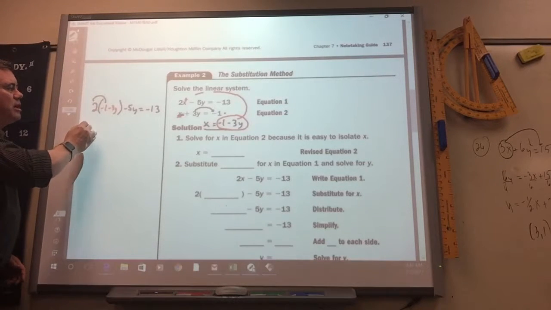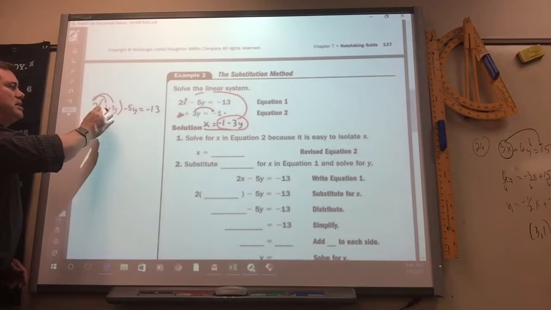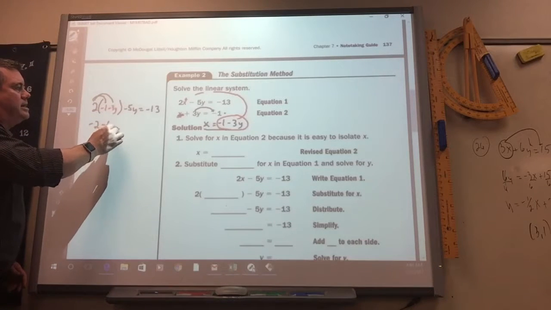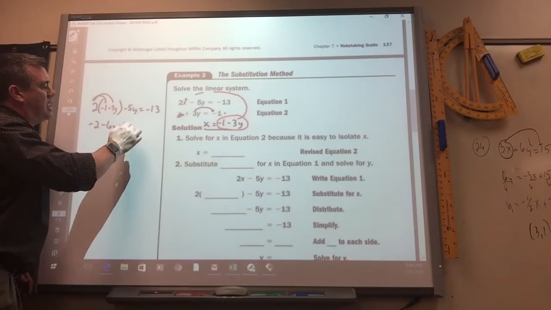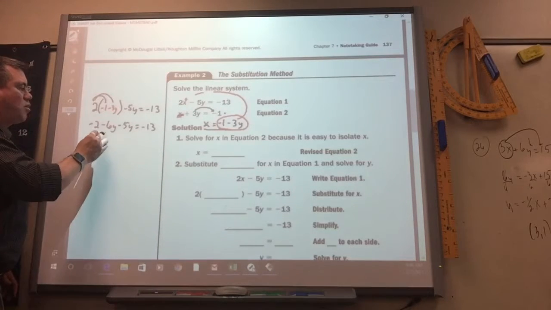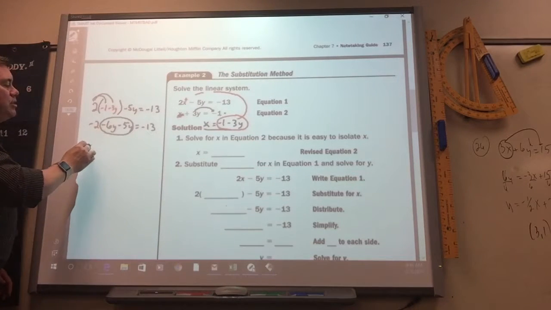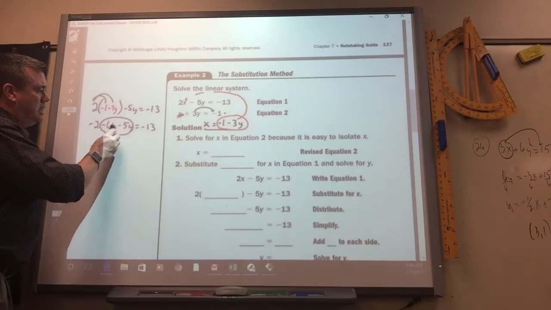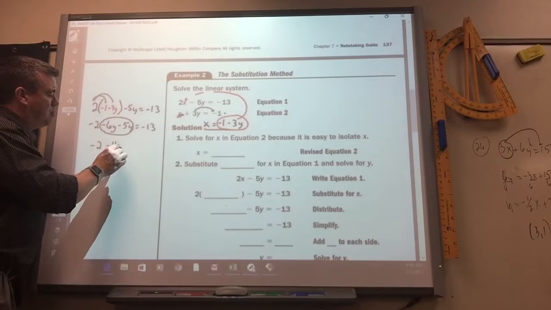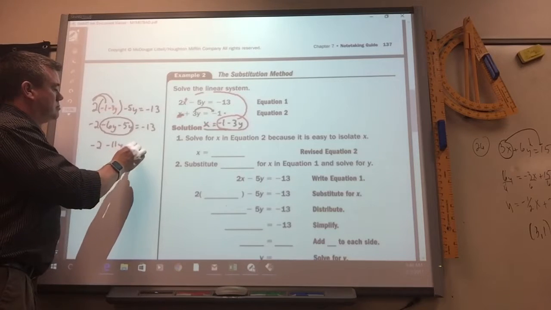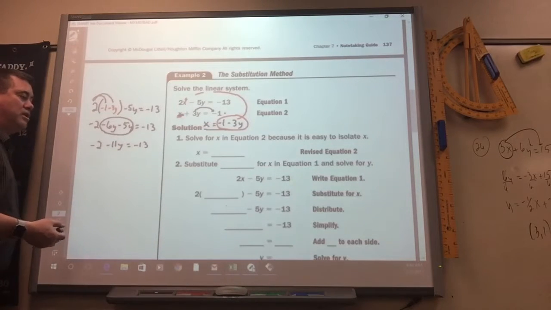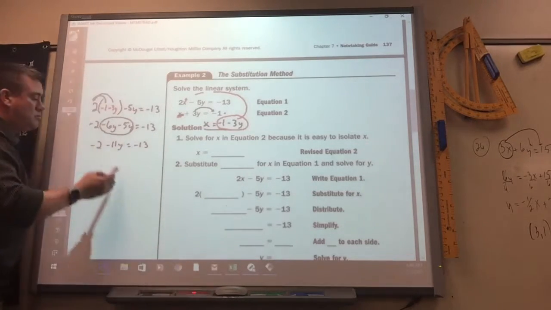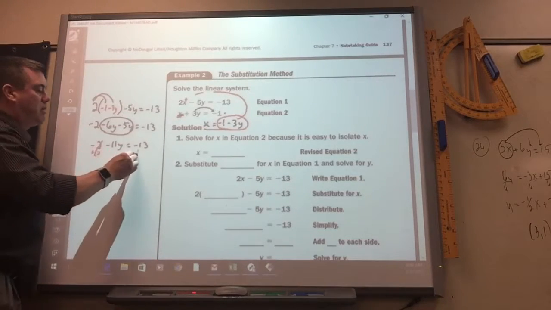2 times negative 1 is negative 2. 2 times negative 3 is negative 6y. Minus 5y equals negative 13. You can combine those two. They're on the same side, so remember you don't do the opposite. That is negative 11y. So, now you just get the y by itself. Add 2.